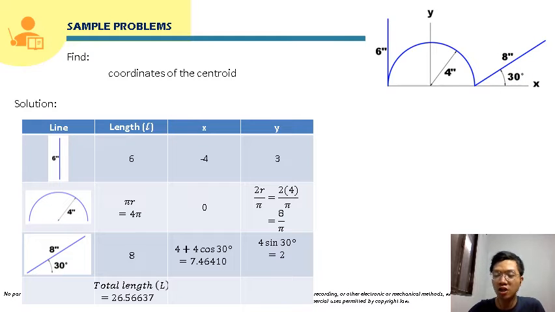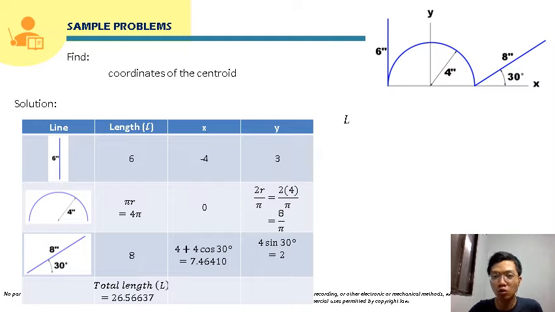So we have here the hypotenuse, which is 4 inches, and the opposite side, and the angle here is 30 degrees. So we can use sine 30 degrees, which is equal to opposite side over hypotenuse. To solve for the opposite side, that will just be hypotenuse times sine 30. The hypotenuse is 4 inches, so that will be 4 sine 30 degrees, which is 2 inches. So this will now be the values of the length and the x and y coordinates of each line here.